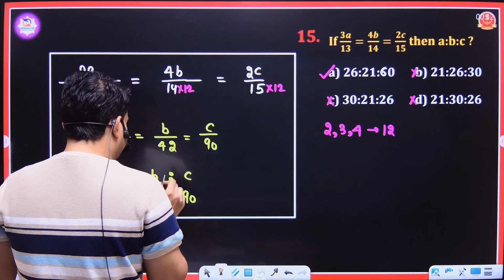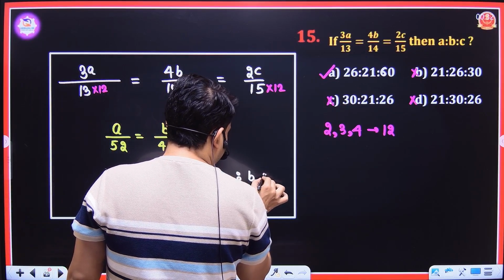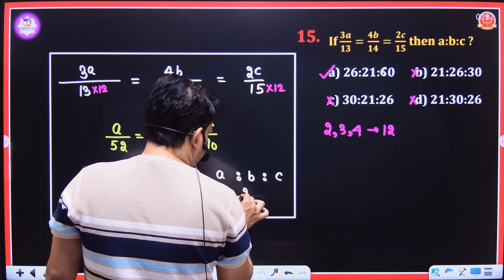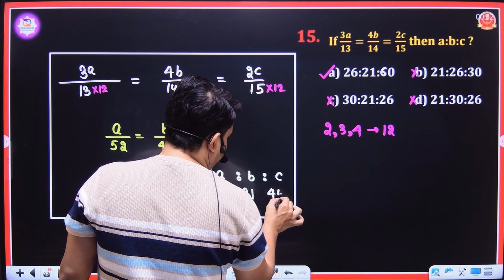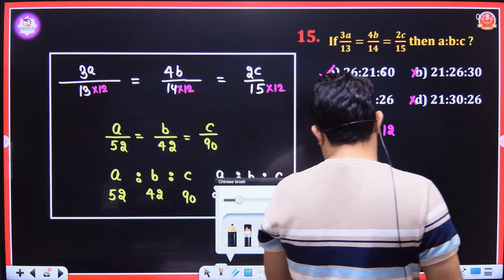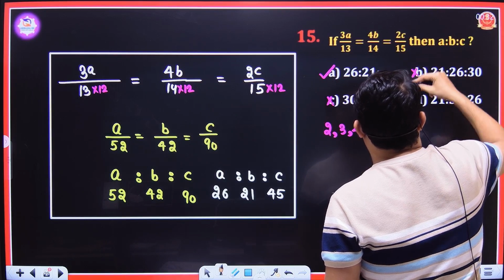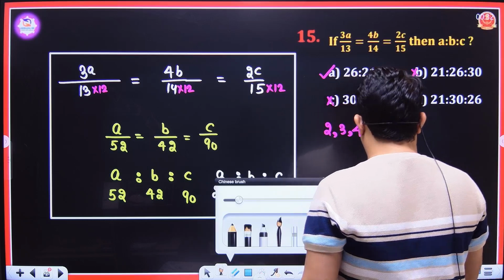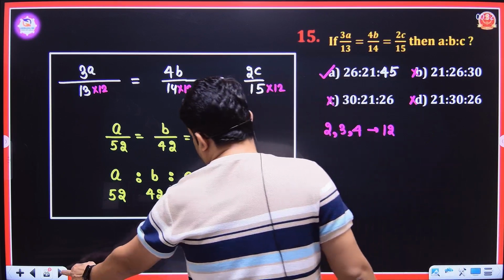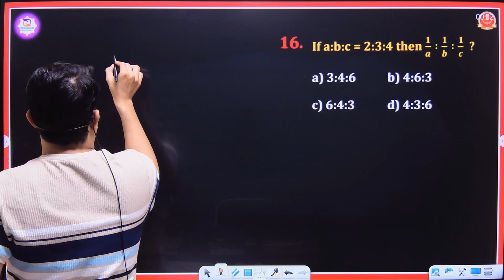Next, if I divide them by 2, then I have A ratio B ratio C. But I have 26 ratio 21 ratio 45. Guys, I have to divide them by 2. This one is not 60, this will be 45. This one is type 6 ratio. Type 4. Sorry, type 5.